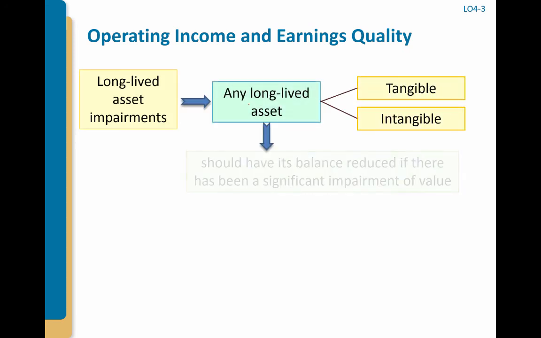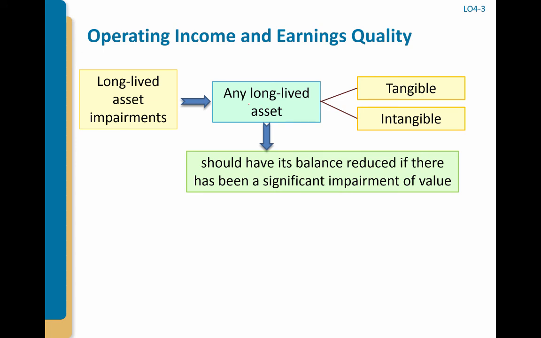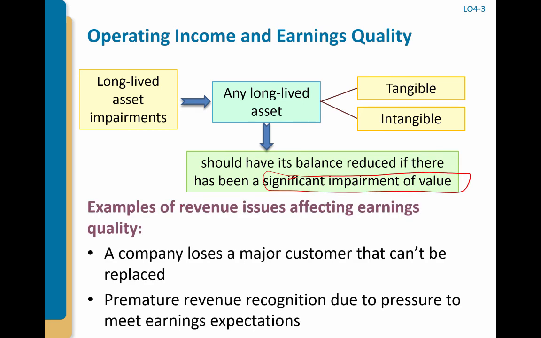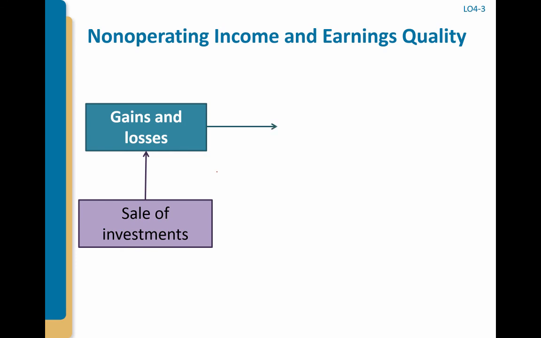So we have long-lived asset impairment, and any long-lived asset should have its balance reduced if there is a significant impairment in value. Notice tangible has physical substance, intangible does not. Remember, tangible are depreciated, intangible are amortized. So here, if you lose a major customer and that can't be replaced, that could be an issue. And also if you have permanent revenue recognition due to the pressures of meeting earnings expectations.